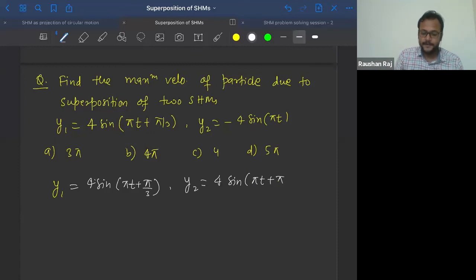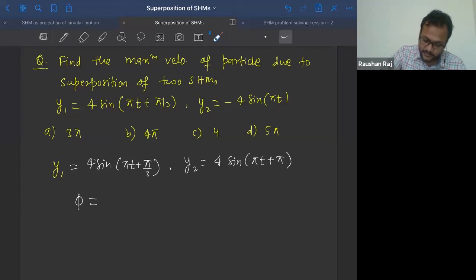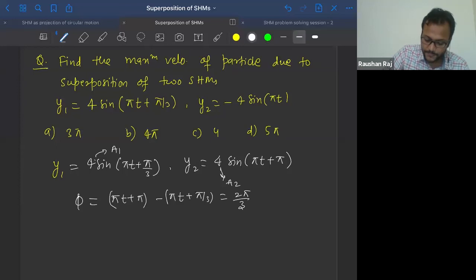Can you write like this? Sine of pi plus theta is nothing but minus sine theta. So actually I have written the same thing here. Now compare the phases. What is the phase difference here? Now I can say which has the larger phase. Here phase is pi t plus pi, so this will be considered as A2. Here phase is pi t plus pi by 3, so this will be considered as A1. So phi will be pi t plus pi minus pi t plus pi by 3. So pi minus pi by 3, that is 2 pi by 3.